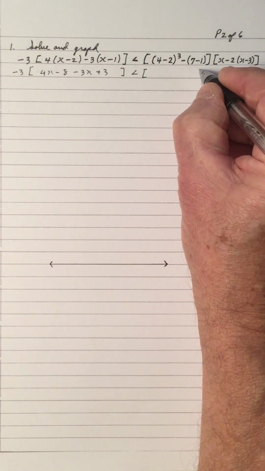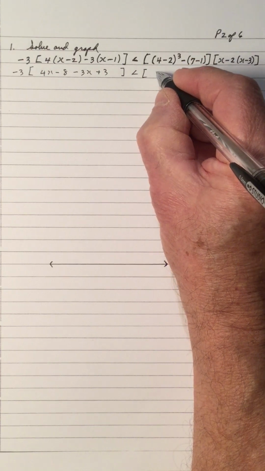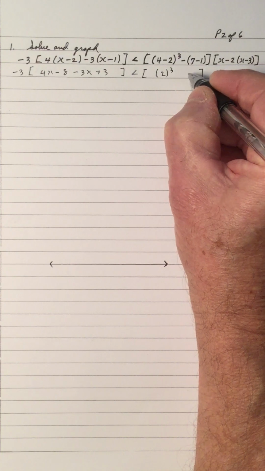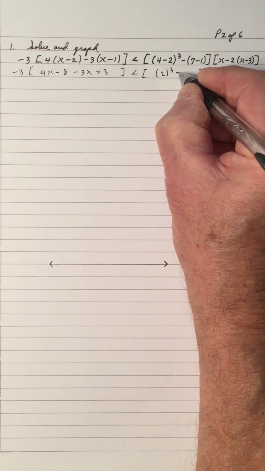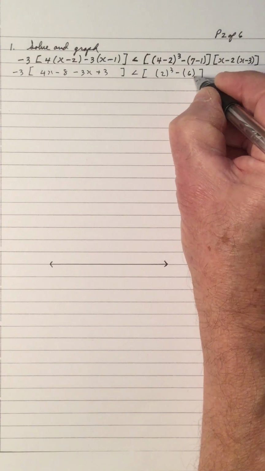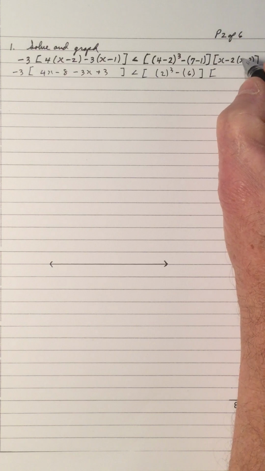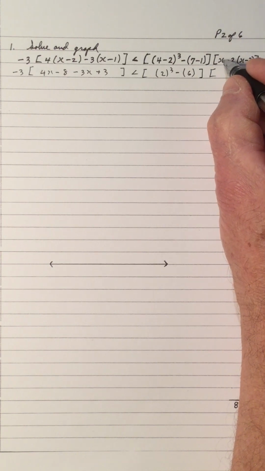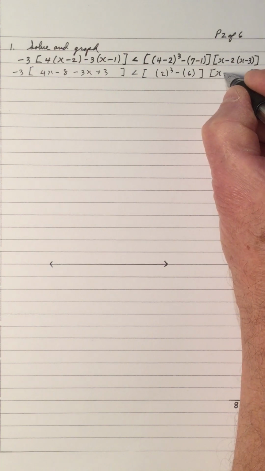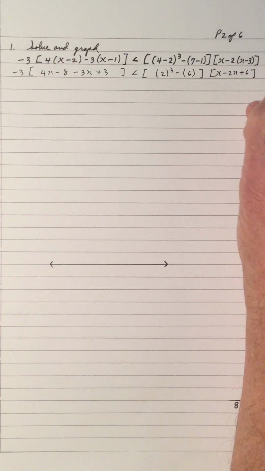And again, by PEMDAS, I have to work the inside of the brackets first, so that gives me 2 cubed. That's an 8, and 8 minus 2 cubed, so that's 6, simplified. And we have a bracket here, so I'll simplify this. I have x minus 2 times, so I multiply first, so I got negative 2x plus 6.